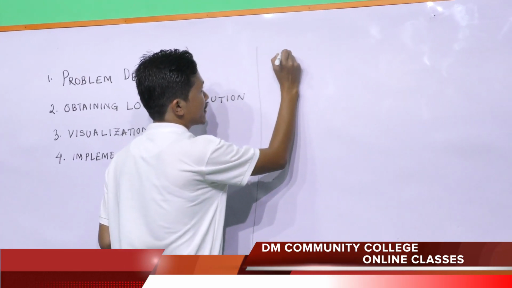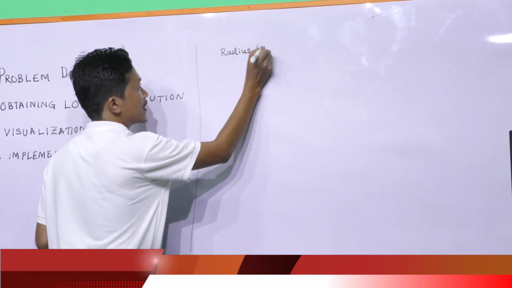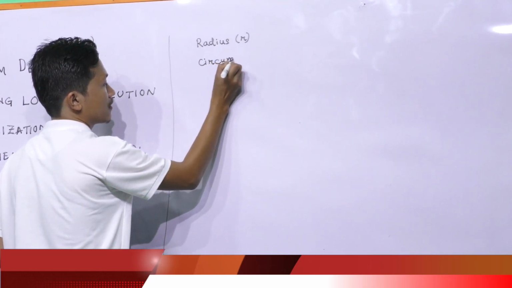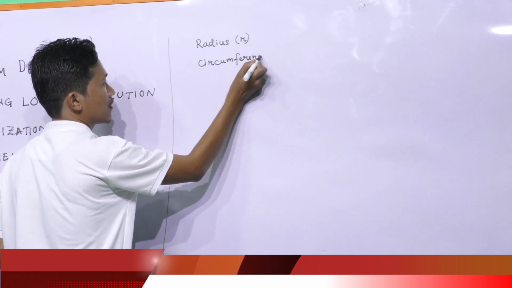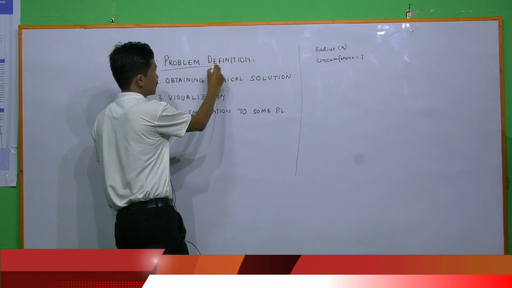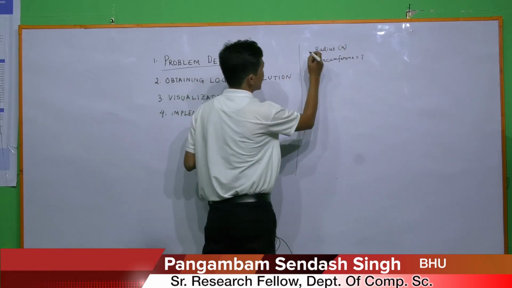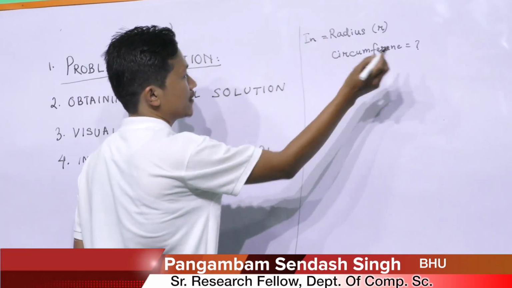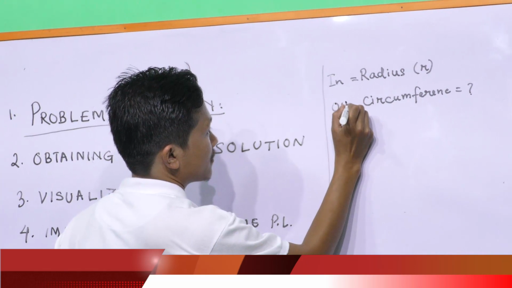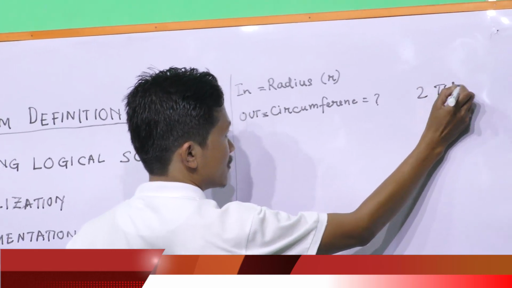For example, we are given the radius of a circle, and we are asked to find out the circumference. Then in problem definition, we have to identify the input and output specification. So here the input is radius r, and the output specification is the circumference, which is given by 2 pi r, as you all know.